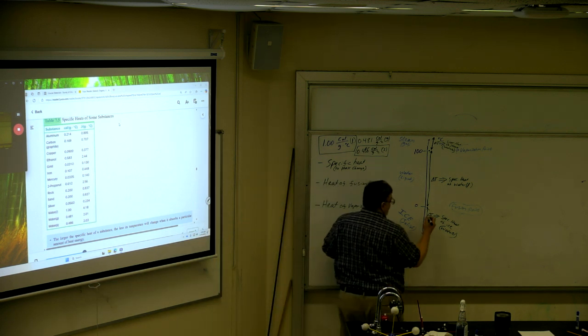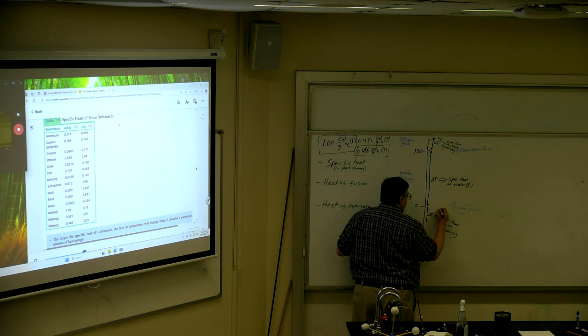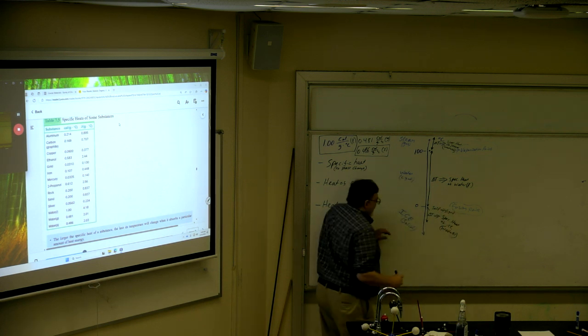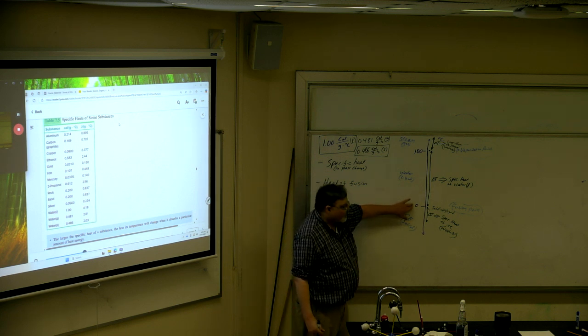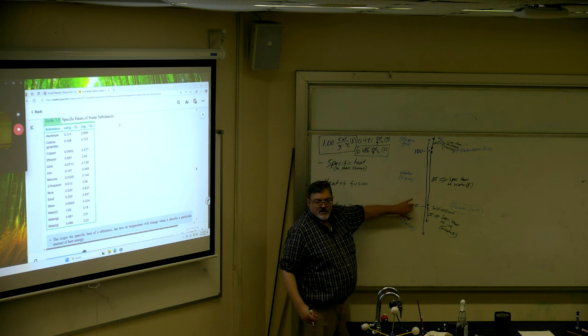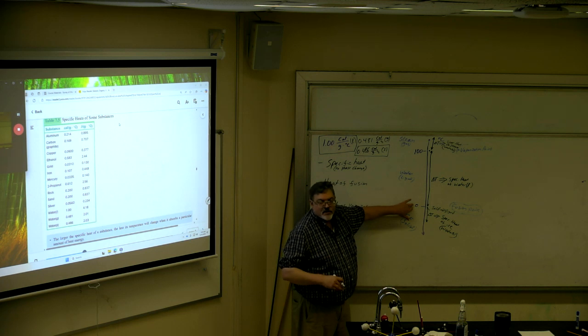But here's the thing. It actually changes from a solid to a liquid at 0. In fact, you're putting heat in to make it go from a solid to a liquid, but that heat that you're putting in is not going towards raising the temperature, it's going towards the melting.